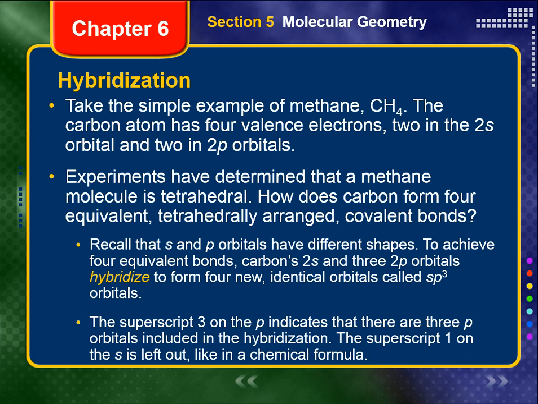Two of carbon's valence electrons occupy the 2s orbital, and 2 occupy the 2p orbitals. Recall that the 2s orbital and the 2p orbitals have different shapes. To achieve 4 equivalent bonds, carbon's 2s and three 2p orbitals hybridize to form 4 new identical orbitals called sp3 orbitals. The superscript 3 indicates that 3 p orbitals were included in the hybridization. The superscript 1 on the s is understood.